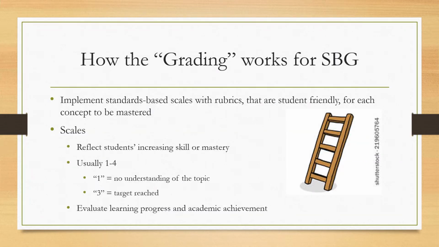So how does the grading actually work? Well, we want to implement standards-based scales with a rubric that are student-friendly for each concept to be mastered. Most scales are usually from a 1 to a 4, and it reflects their skill or mastery on a particular topic. A 1, there is no understanding of the topic. A 3, the target is reached. Our goal is to evaluate the learning process and academic achievement. For those students who are at a level 1, they're going to receive practice and activities to help them move towards and reach level 2. This makes the lessons more relevant to each individual student.